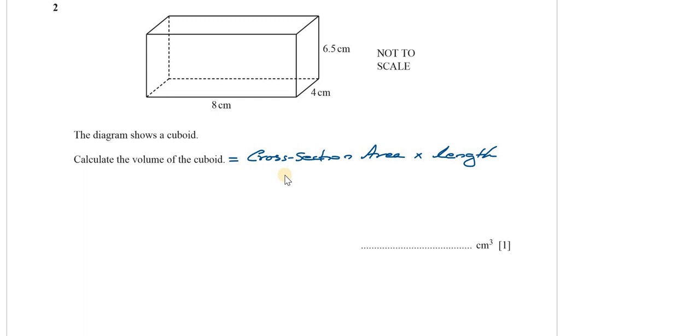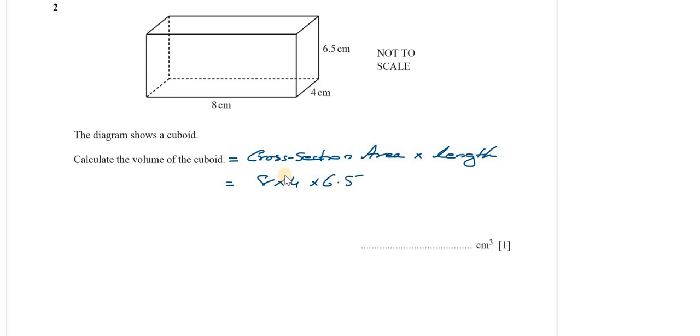Here it is a cuboid. So we can take this base as the cross section. So it will be the area of that base. It's a rectangle, 8 into 4. So 8 into 4 into the length. The other length is 6.5 centimeter. So like this you can finish it.